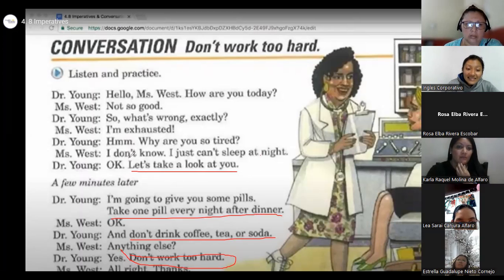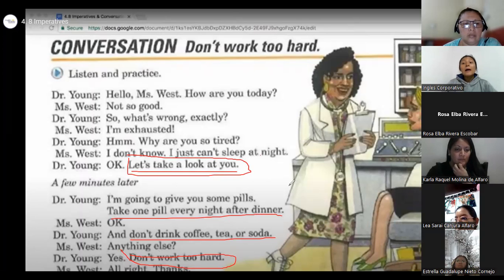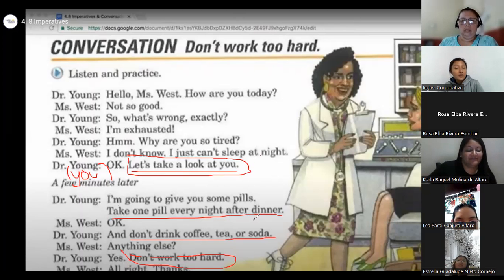As you could see, this is a sentence, but we don't have a subject, okay? Why? Because we have the subject implicit. Tenemos el sujeto implícito o tácito, okay? Tacit or implicit subject. Because you know that between parentheses we can have the subject you. For example, I can say, you, let's take a look at you. Another one, you, take one pill every night after dinner. You, don't work too hard.